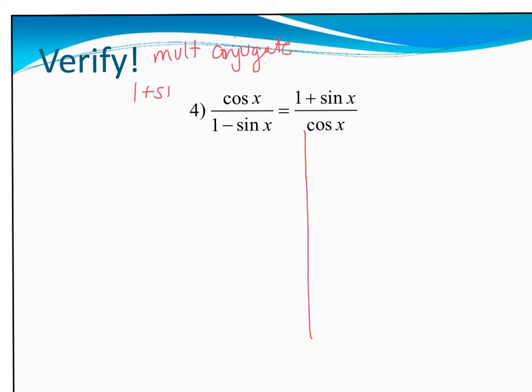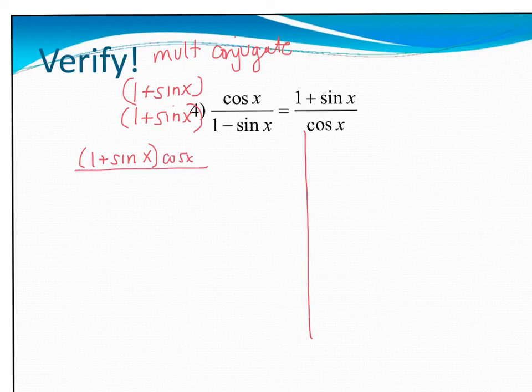When you're trying to figure out what to multiply by, you want to think about whichever binomial would FOIL with the 1 minus sine x to give you a difference of two squares. So at this point, I'm going to have 1 plus sine of x multiplied with cosine of x, all over 1 minus sine of x squared. And I don't want to factor this. If I factor it out, I'll get right back to where I started. That won't do me any good.